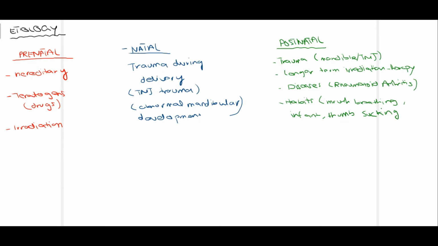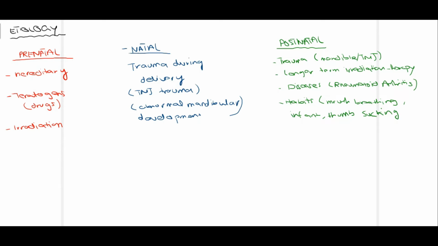There are certain drugs which can lead to development of class 2 malocclusion. They are known as teratogens. And for example, in some cases where the mother is undergoing some irradiation, for example for some cancer, that can also lead to disturbance in development of the maxilla or mandible, which can predispose to class 2 malocclusion.